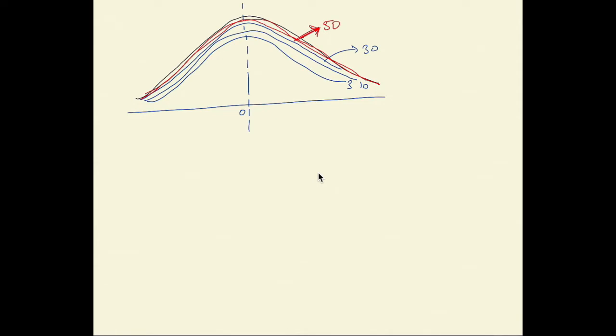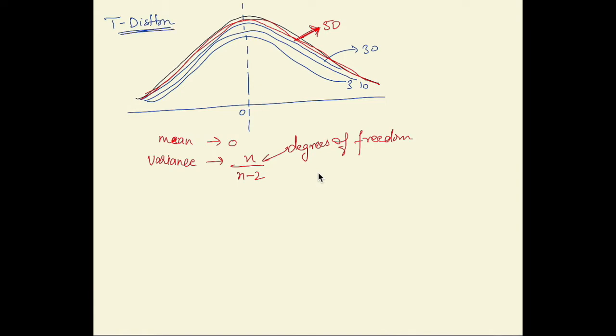So the mean for the t-distribution is 0 and the variance for the t-distribution is n upon n minus 2, where n is the degrees of freedom. Next, we are going to calculate the probability density function for this t-distribution, and we'll also calculate the expressions for variance and mean of the t-distribution using the probability density function. So let's go.